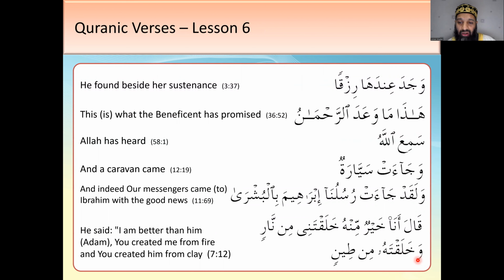Right? Wa khalaqta. Now what's going on here? Khalaqa. Something to do with creation, okay? Wa khalaqta. That's a word. And then who is an attached pronoun. So what does wa khalaqta mean? We didn't do these in the lessons because we didn't have time. What does wa khalaqta mean?